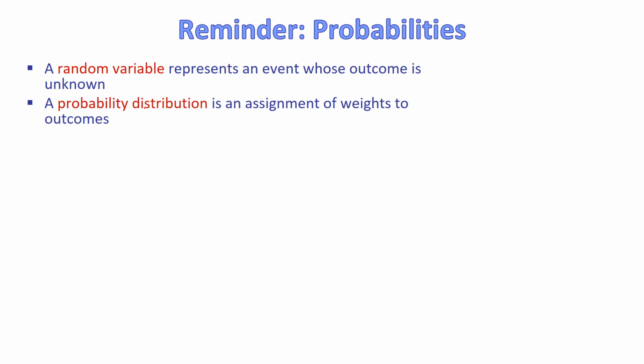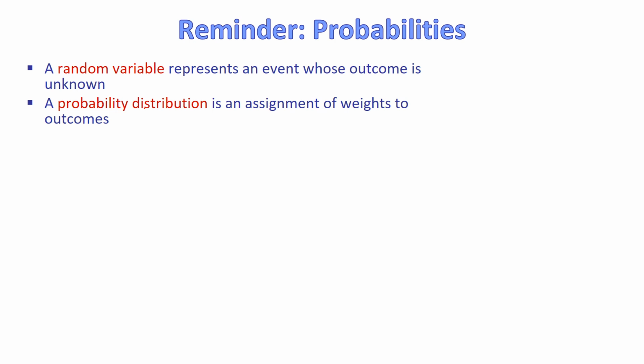Like what? Like the weather tomorrow. I might think that the weather can be sunny, can be cloudy, can be rainy. We don't know exactly what will be the outcome of the weather. We might have a model of that, but we're not 100% sure that the weather tomorrow will be like that. So the condition of the weather tomorrow can be represented by a random variable.